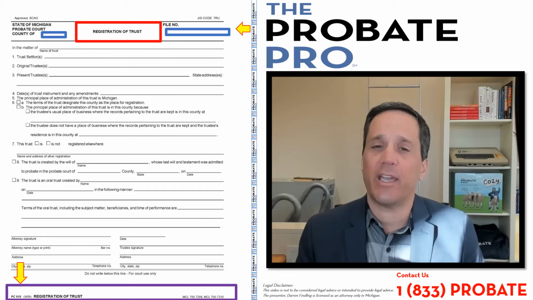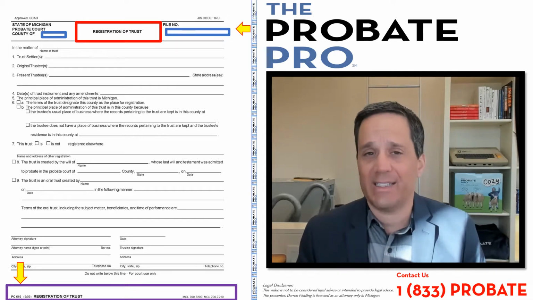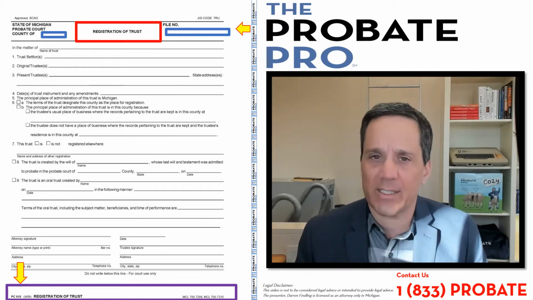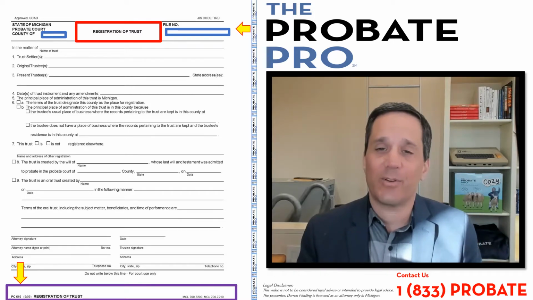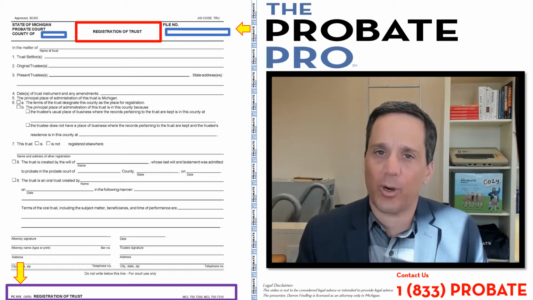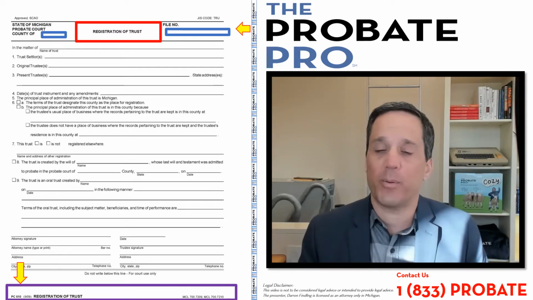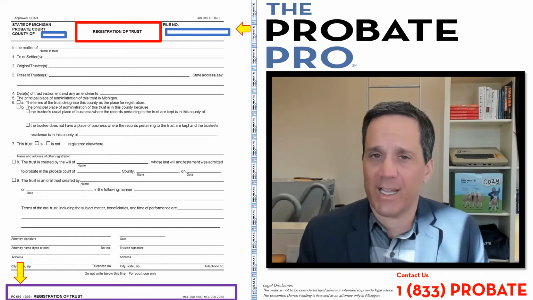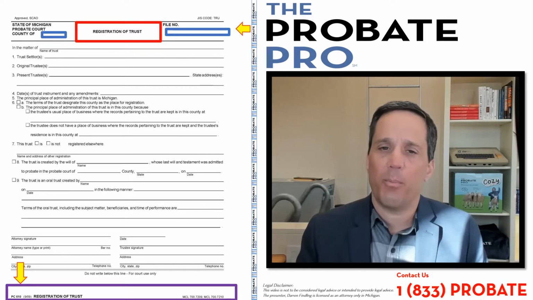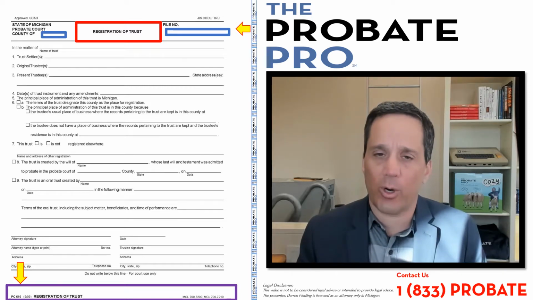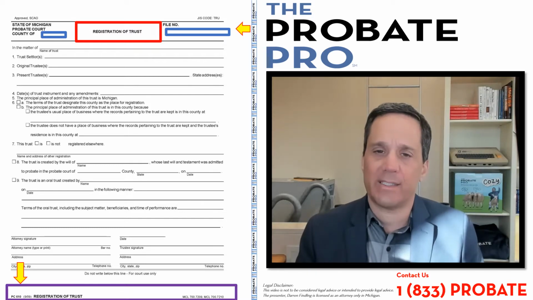Now, as the title of this particular form states, it's a registration of trust. So when there is a trust that exists, and there is a need or a requirement to register it with the probate court, this is one of the forms you can use for purposes of getting jurisdiction over the trust. There are other ways to create jurisdiction over the trust by filing it with the probate court. But let's understand the mechanics here.